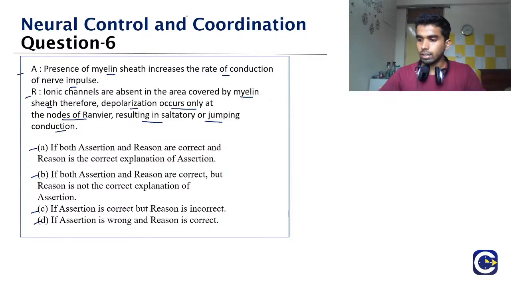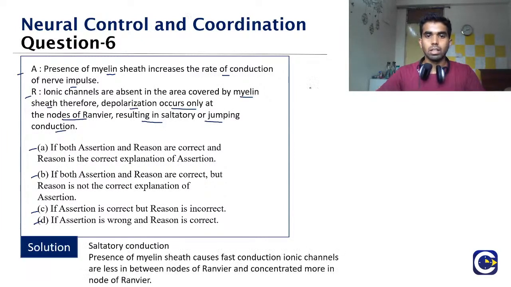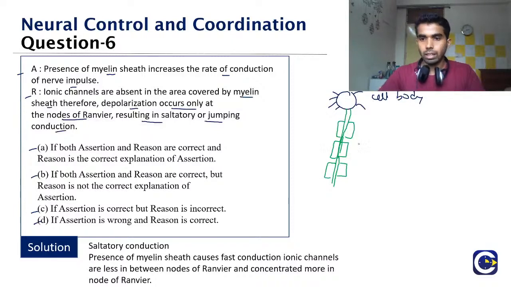So we know that in the nerve there is a specialized structure known as the myelin sheath, isn't it? So this is the cell body. The cell body has the dendrites. Dendrites are the smaller branches, and from the cell body a longer branch arises, and that branch is known as the axon. And around the axon the myelin sheath is present. So this is the myelin sheath, and in between the areas, here are the nodes of Ranvier.